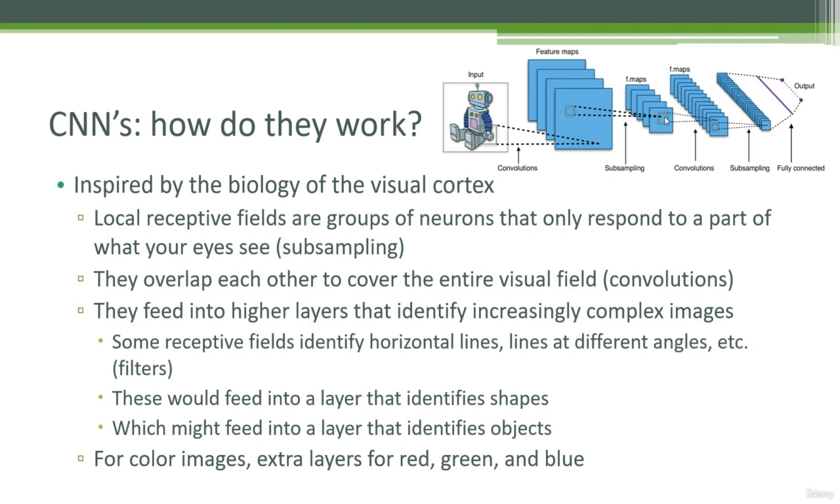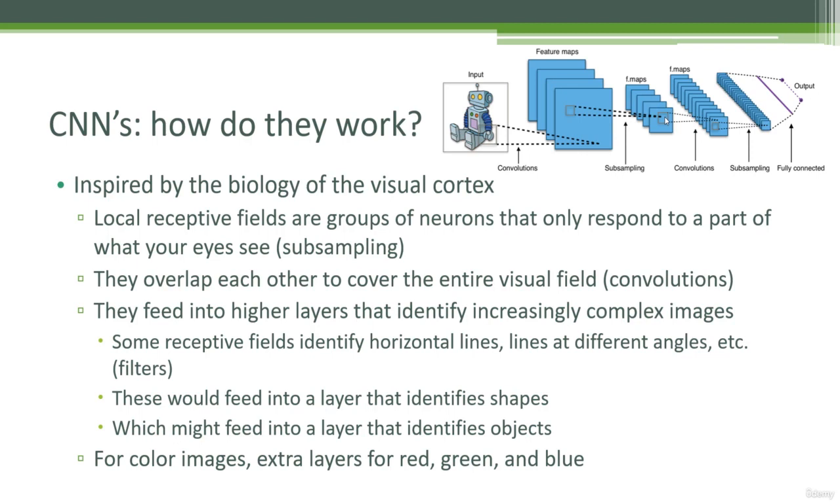Well, CNNs, convolutional neural networks, are inspired by the biology of your visual cortex. It takes cues from how your brain actually processes images from your retina, and it's pretty cool. And it's also another example of interesting emergent behavior. So the way your eyes work is that individual groups of neurons service a specific part of your field of vision. So we call these local receptive fields. They are just groups of neurons that respond only to a part of what your eyes see. It subsamples the image coming in from your retinas and just has specialized groups of neurons for processing specific parts of the field of view that you see with your eyes.